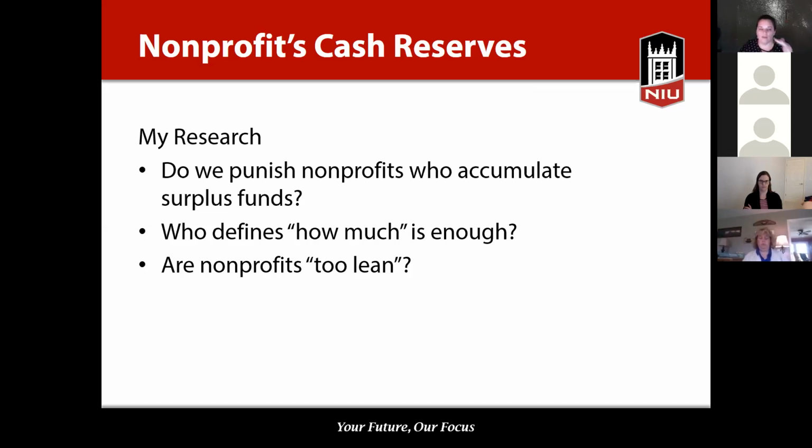So somebody came up with some criteria of, is 9 months too much? Is 12 months too much? Is 6 months too much? Those are funding decisions that they're having. They won't often tell you what that is. And who defines how much is enough? Is that a board decision or these funding agencies?